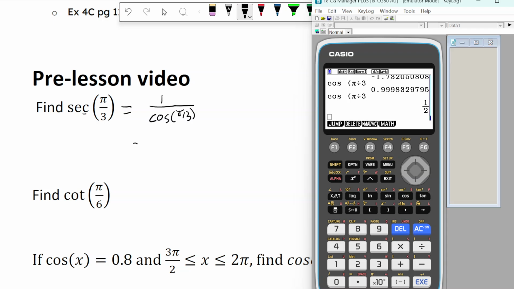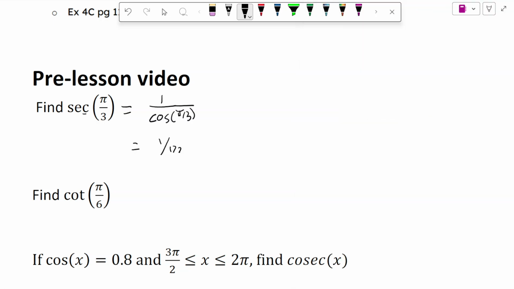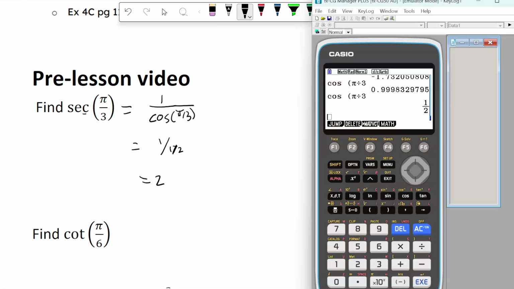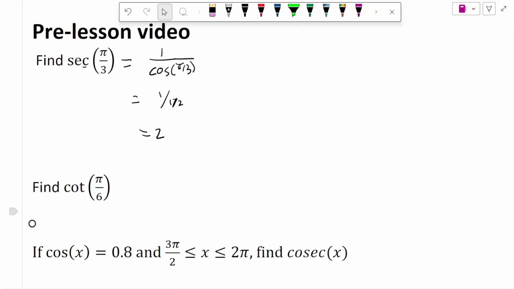is a half. So this is 1 over a half. And 1 over a half is 2. That's the answer there. So that's 2. If you want, you could just do the whole thing. So you could just go 1 over cos of pi over 3. And then that should give you the right answer, which is 2. There we go.